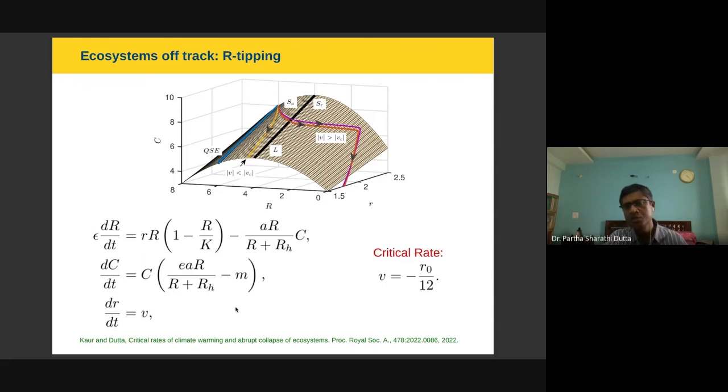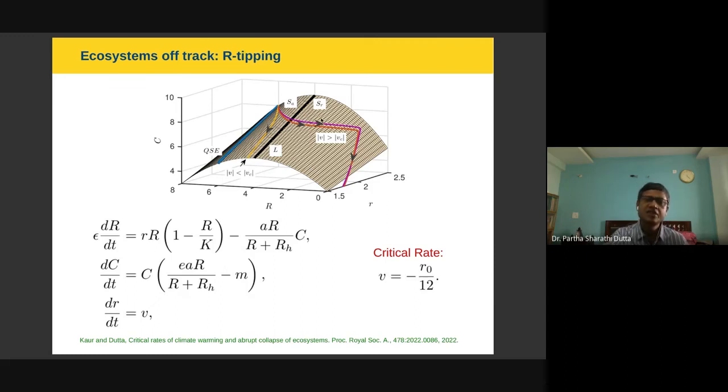And for this problem, the critical rate depends upon the initial condition R0 and some other parameters, and it is coming out to be R0 by 12. So what happens actually? From this three-dimensional system, where you have three variables, capital R, capital C and small r, you can calculate the critical manifold, just this curved surface. And on this critical manifold, if we change r, this blue line is the quasi-steady state.